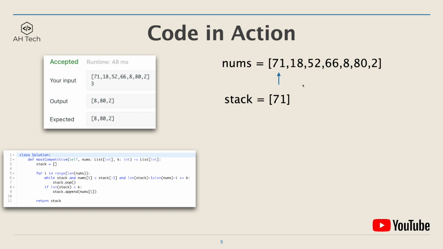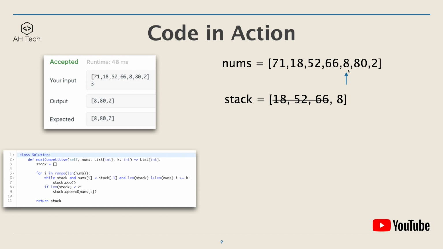Okay, starting from the first element, since currently the stack is empty, we will just push 71 into the stack. And the next element, 18. Since 18 is smaller than 71, we will pop 71 from the stack and push 18 into it. And next element, 52. 52 is bigger than 18, so we will just push 52 at the end of the stack. And then the same, 66. So now we have 3 elements in the stack.